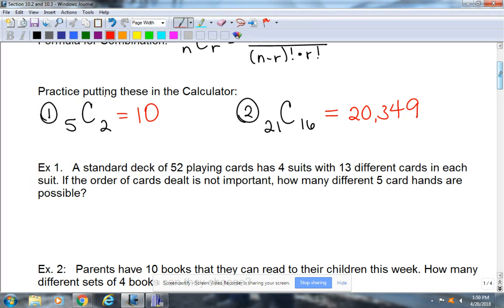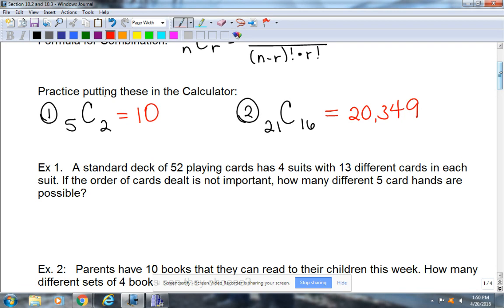So a standard deck of 52 playing cards has 4 suits with 13 different cards in each suit. We're going to talk more about cards in a minute. If the order dealt is not important, how many different 5-card hands are possible? So we don't even need that there's 4 suits and 13 different cards per suit right now. We just need the total and how many cards we're getting in a deal. Okay? How many cards we're getting dealt? You're getting dealt 5 cards.